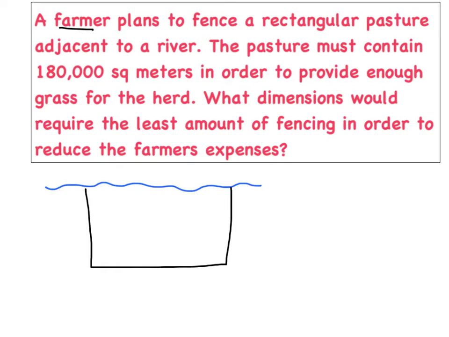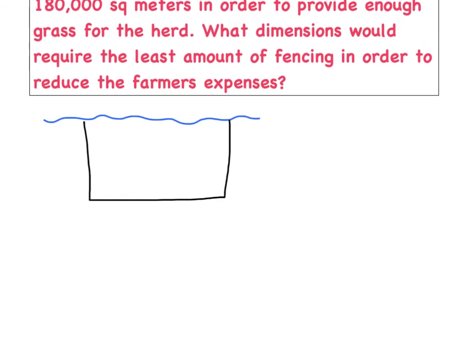So let's talk primary and secondary. Primary, what are we trying to minimize here? We're trying to minimize the perimeter. And I think in the perimeter, if I say this is x and this is y, the perimeter in this case is going to be 2x plus y. I don't need any fencing along the water. That's the one thing to take into account here.